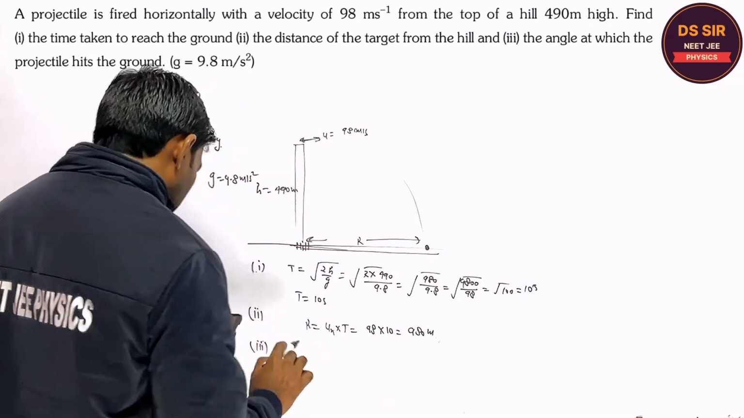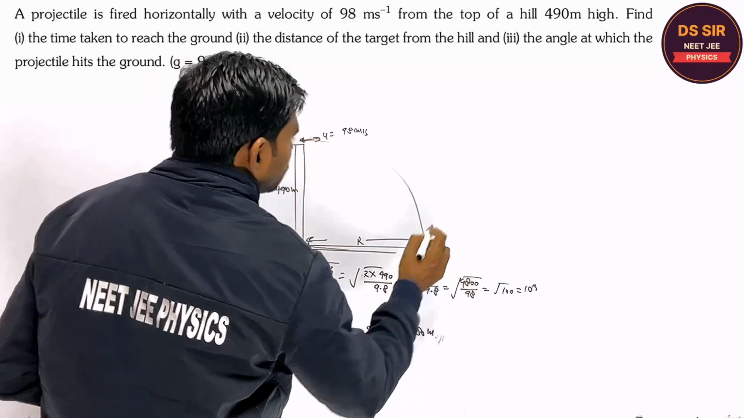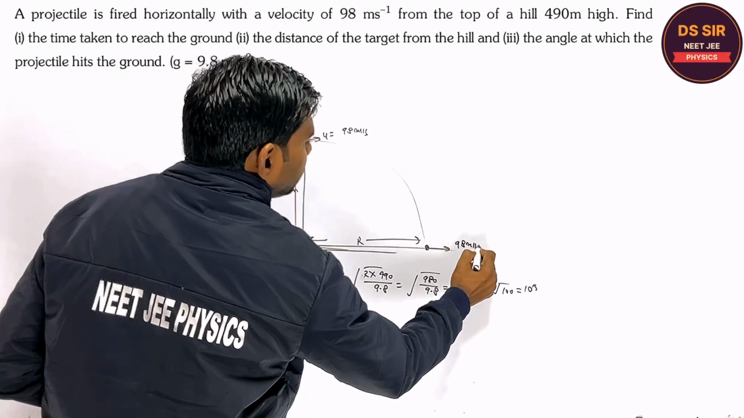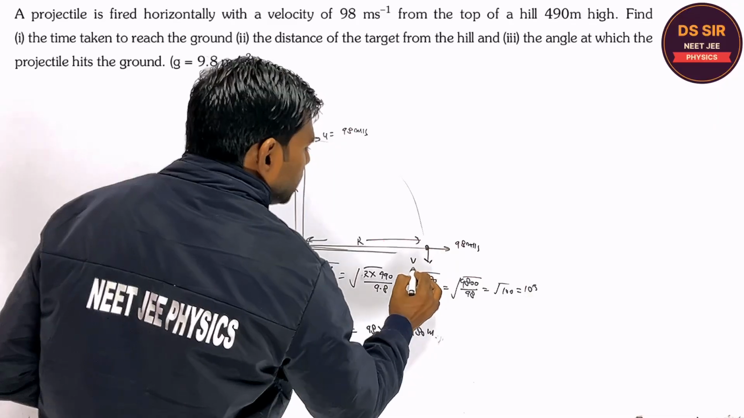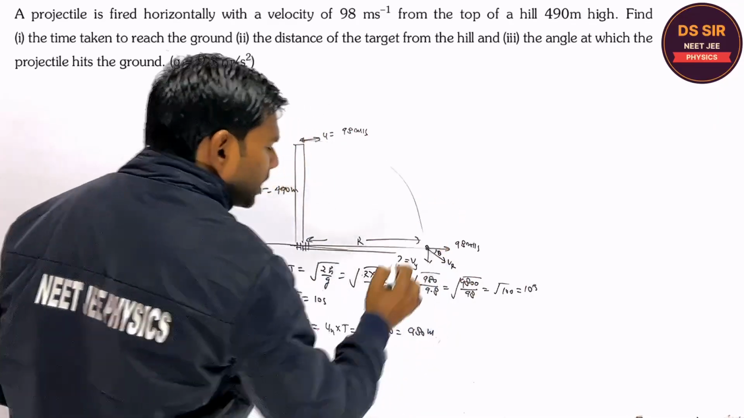Listen, one more thing. In the third part, they are asking the angle with which the projectile hit. So this velocity remains 98 meter per second. Can you find this velocity? And this is the resultant velocity, this angle theta they are asking.